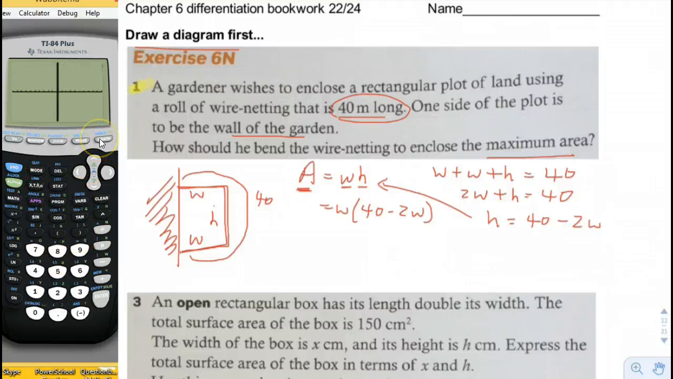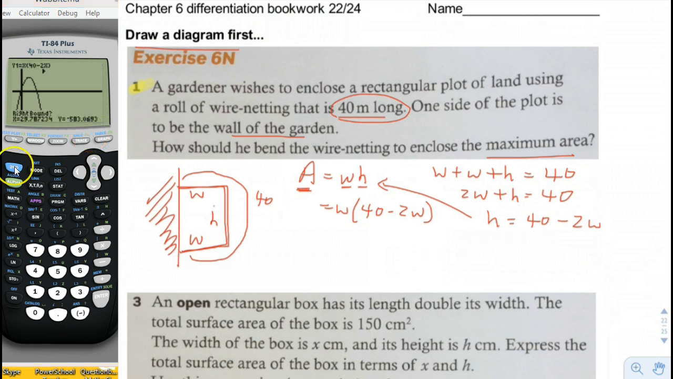I'm going to graph it. And it's going to be a quadratic. And whoop, it's going off the screen. So we can adjust that by changing the window size. So the X max, let's change it to something like 100 so that we can see more.